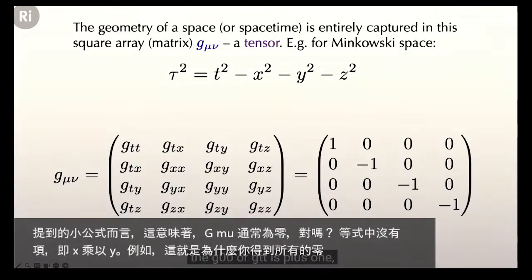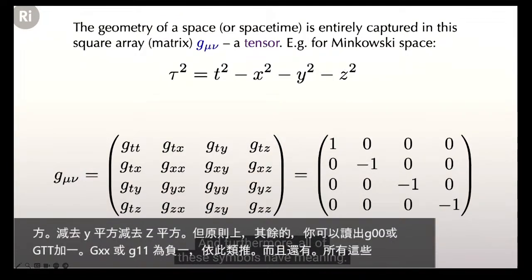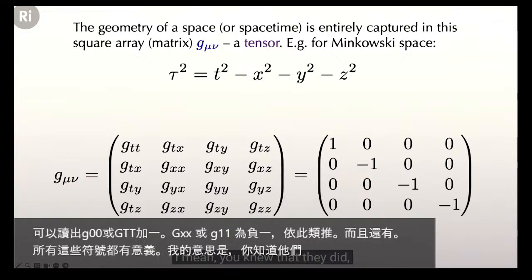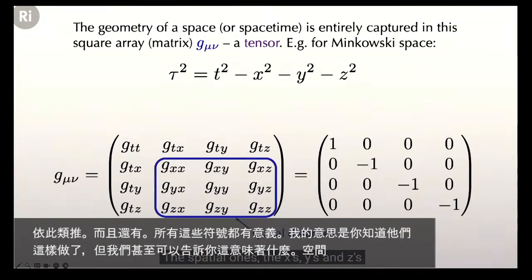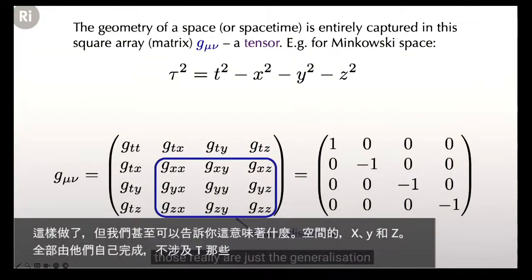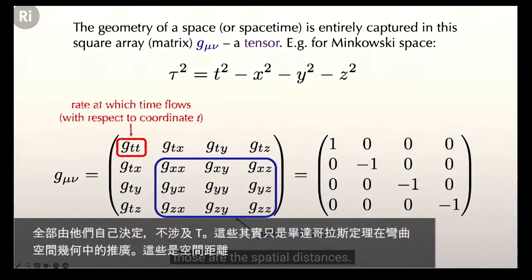The g00 or gtt is plus 1. gxx or g11 is minus 1, and so on. And furthermore, all of these symbols have meaning. I mean, you knew that they did, but we can even tell you what the meaning is. The spatial ones, the x's, y's, and z's, all by themselves, not involving t, those really are just the generalization of Pythagoras' theorem, maybe in a curved spatial geometry, those are the spatial distances.